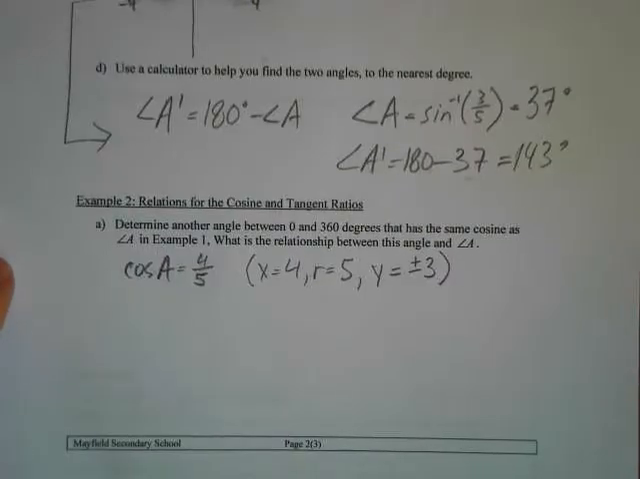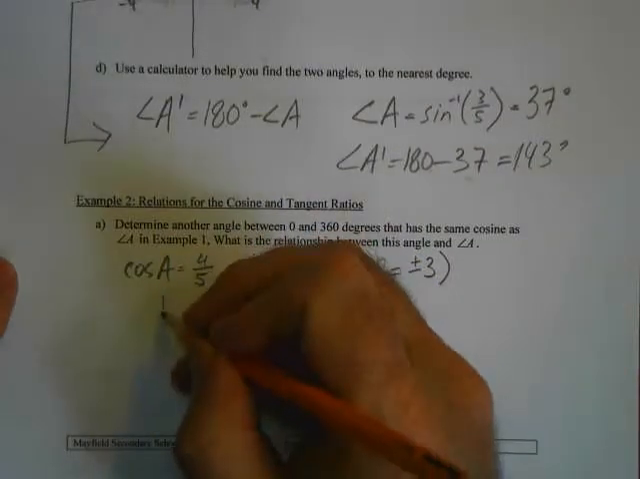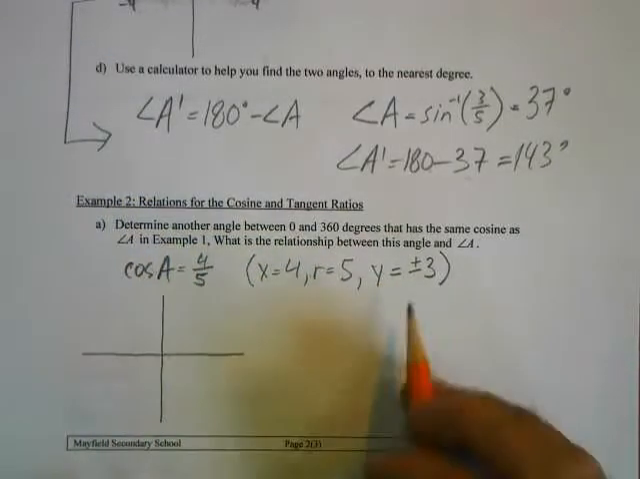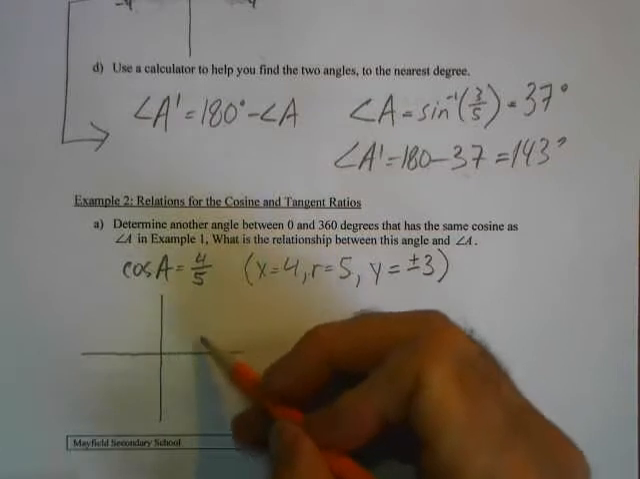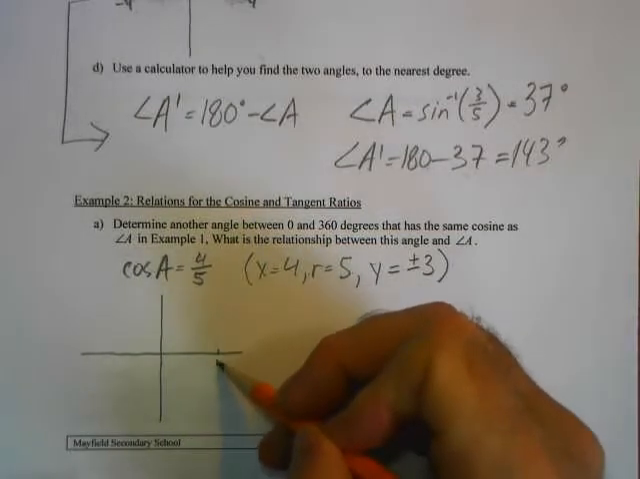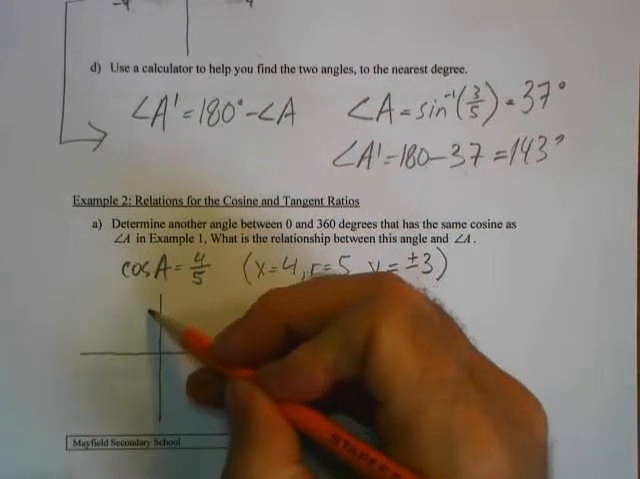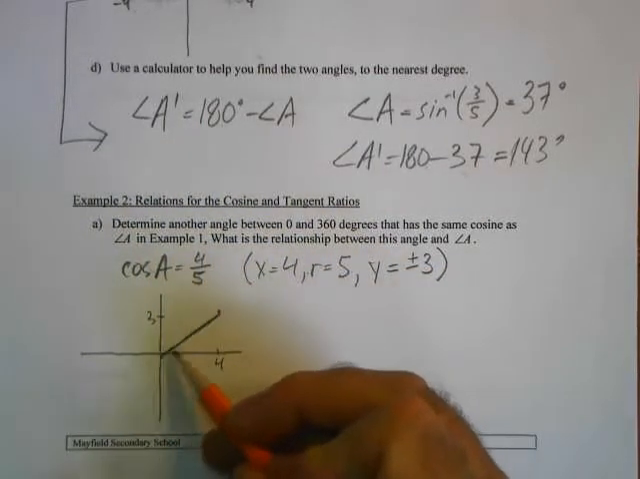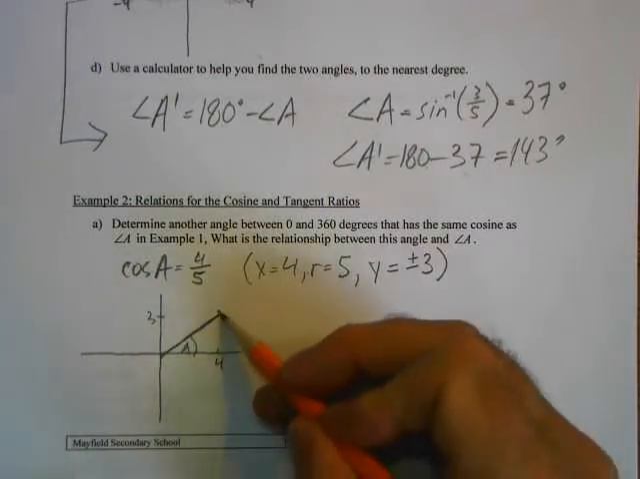Okay, so if I do a sketch of this, if I did the positive 3, well, we've already done that picture, right? That's the angle in the first quadrant that looks like this. So that was my original angle A.